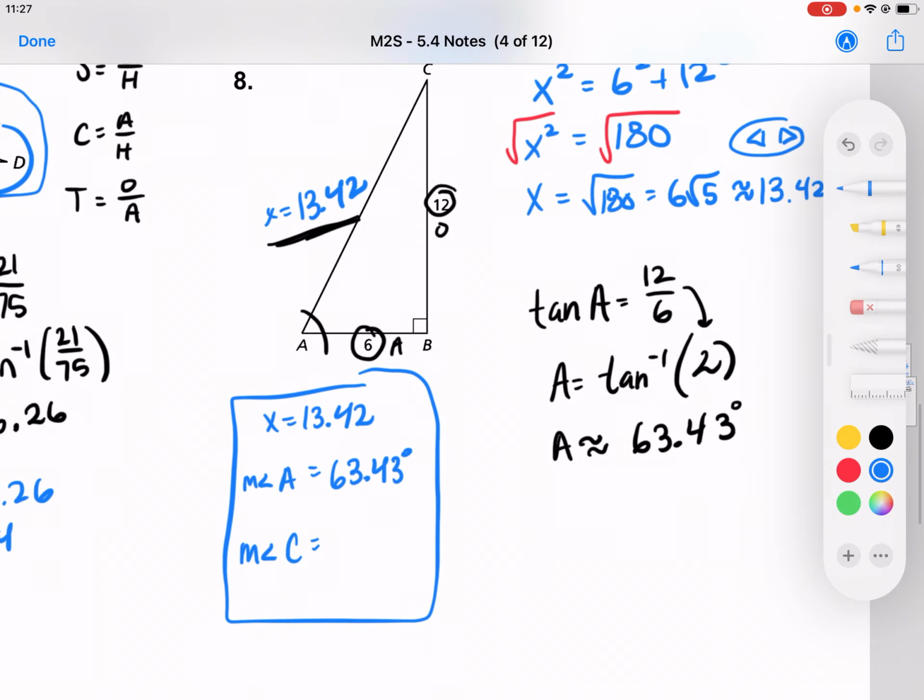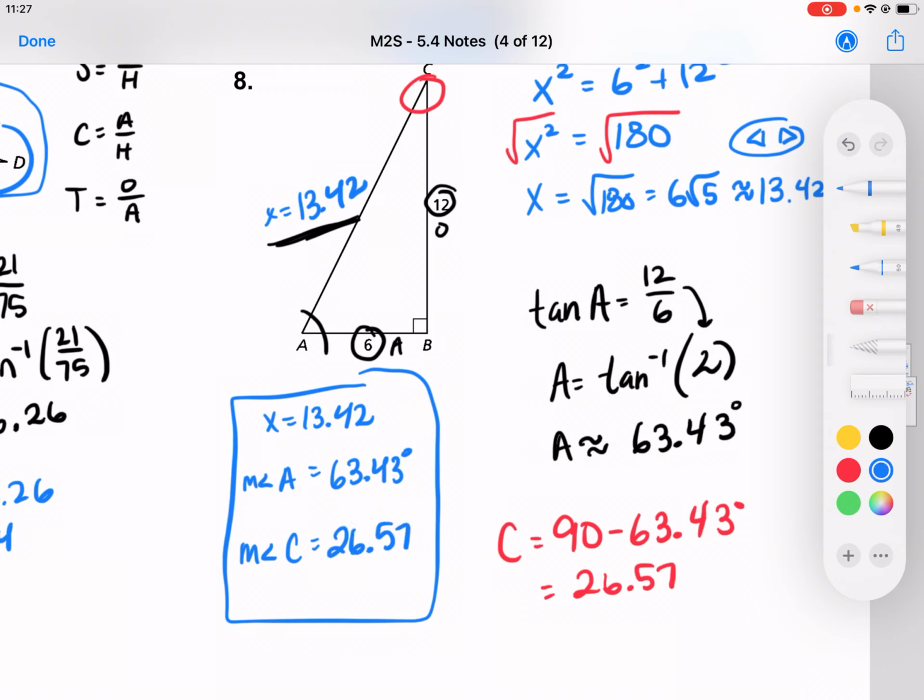Measure of angle C. So that's the last thing we're going to find. Remember, once you already have one of the acute angles, to find the other one, you just subtract it from 90, since there's already a 90-degree angle in that triangle. So 90 minus 63.43 is 26.57. So I got 26.57 degrees.